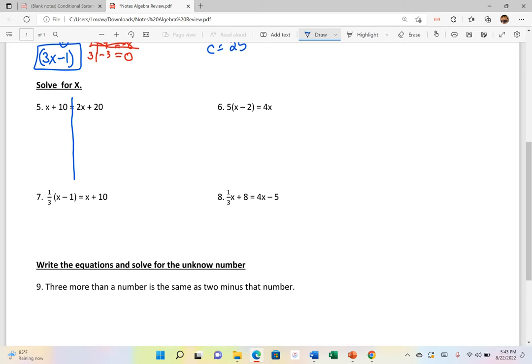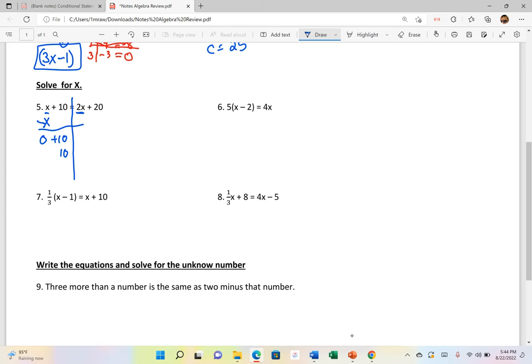So the next thing I'm going to do is get my x's on one side. Now, me personally, I like to move the lower x, the less amount of x's, right? So on the left side, I have x, and on the right side, I have 2x. So the smaller x is this x. So I need to move this x over to the other side. The only way for me to do that is to subtract x. X minus x is 0. Okay, so I get 0 plus 10, which just gives me 10.